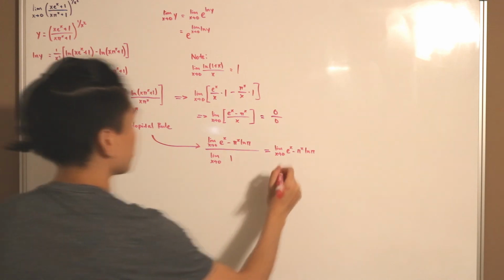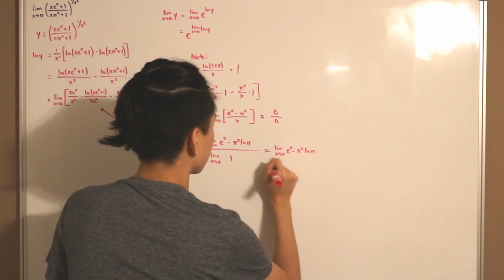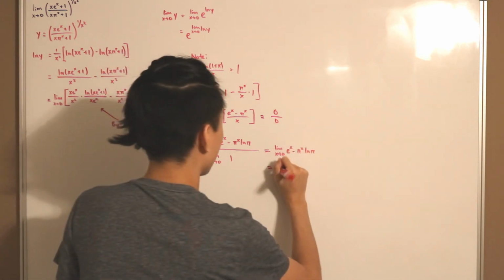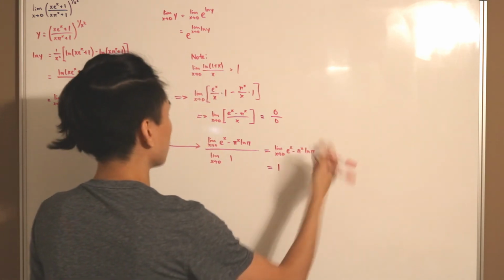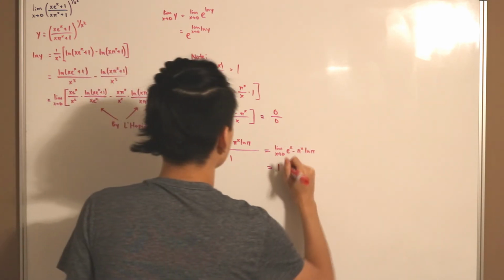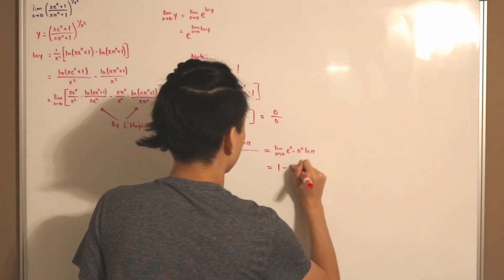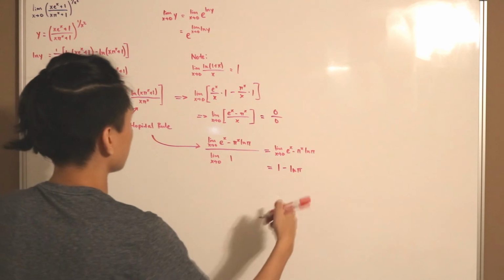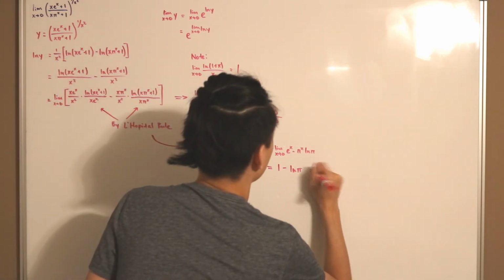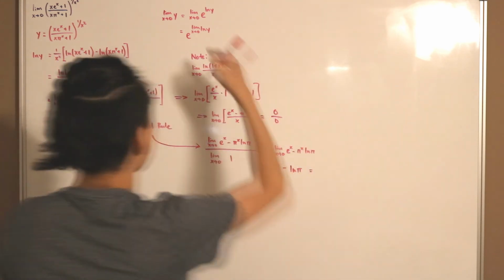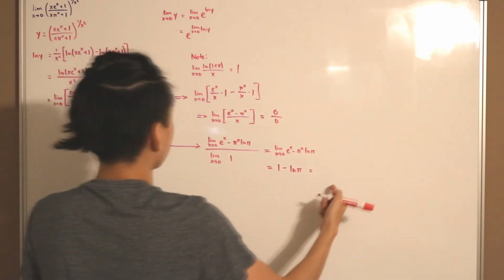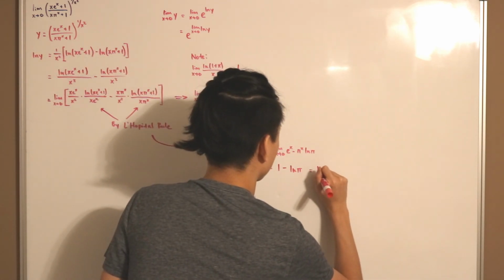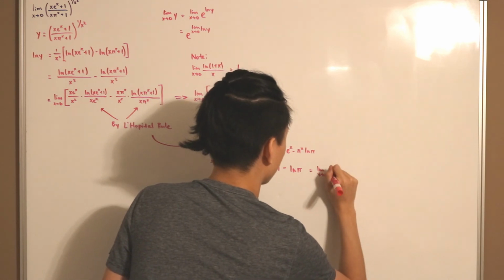And then when you evaluate this at x equals 0, this is simply equal to e to the 0, which is 1, and then minus pi to the 0, which is 1, then multiplied by ln of pi. So 1 minus ln of pi. And that's actually equal to the limit as x approaches 0 of the natural log of y is equal to this.